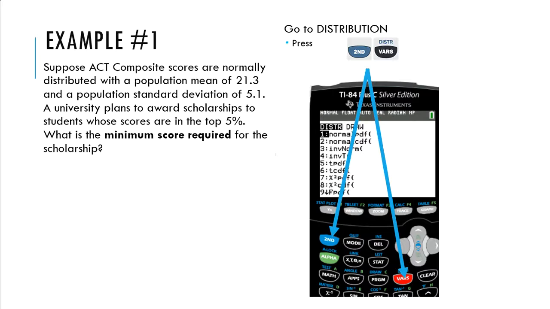Suppose ACT composite scores are normally distributed with a population mean of 21.3 and a population standard deviation of 5.1. The university plans to award scholarships to the students whose scores are in the top 5%. What is the minimum score required for the scholarship?